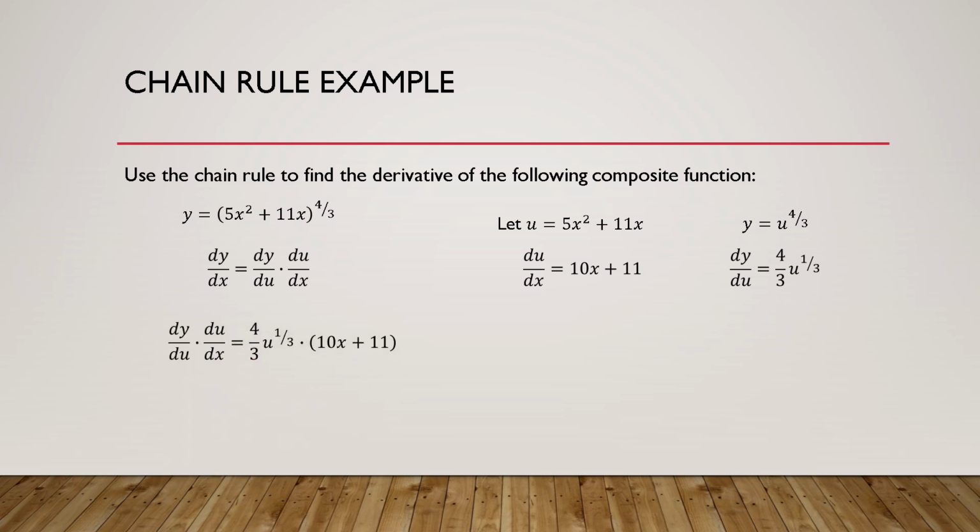dy/du times du/dx is equal to 4/3 u to the 1/3 times (10x plus 11). Then replace u so that dy/dx is equal to 4/3 times (5x squared plus 11x) to the 1/3 power times (10x plus 11).